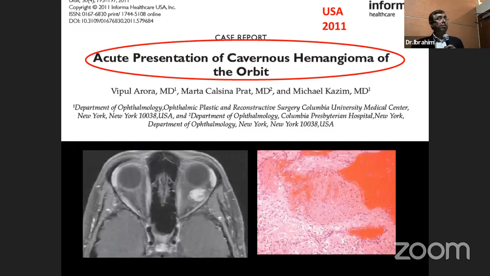Sometimes they present acutely, although they don't bleed, but these are cases where, against the rule, they bled. Acute presentation of cavernous meningioma of the orbit by bleeding.